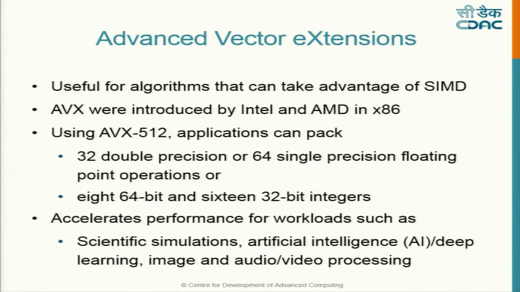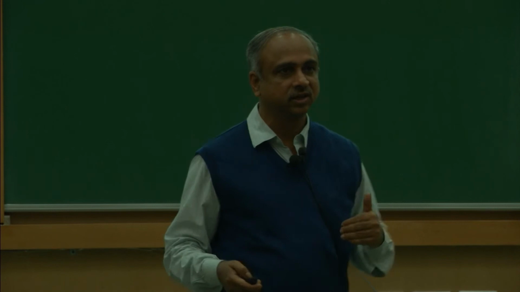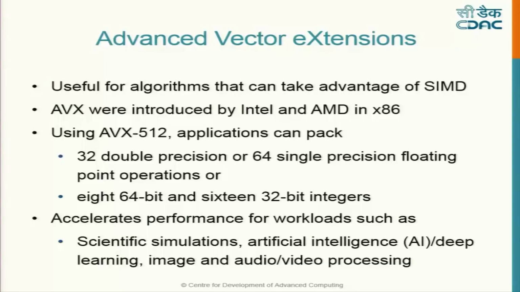Now comes this important thing called advanced vector instructions. These are instructions inside the CPU. An Intel processor can have it. It was introduced earlier on other platforms, but now Intel also has it. What it does is take advantage of single instruction, multiple data. They were introduced by Intel and AMD in the x86 processors. I cannot remember which processor onwards, but their latest processors have this. It is called AVX512.